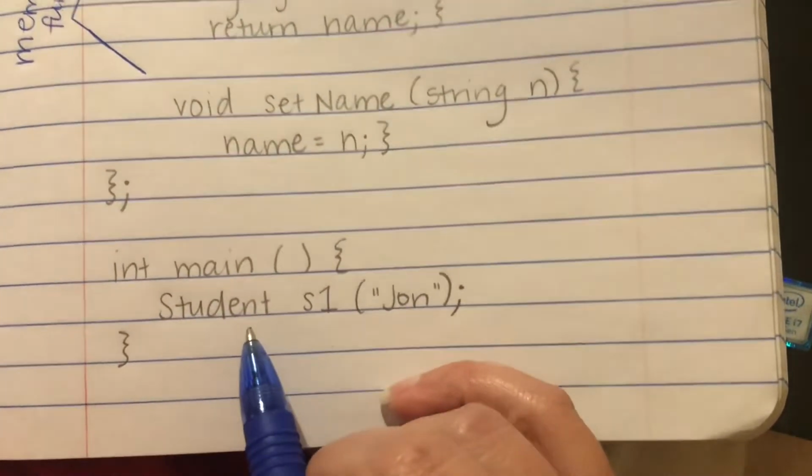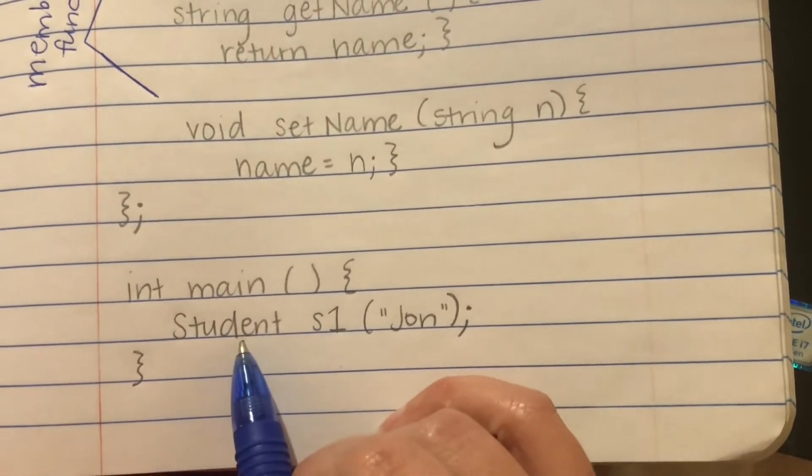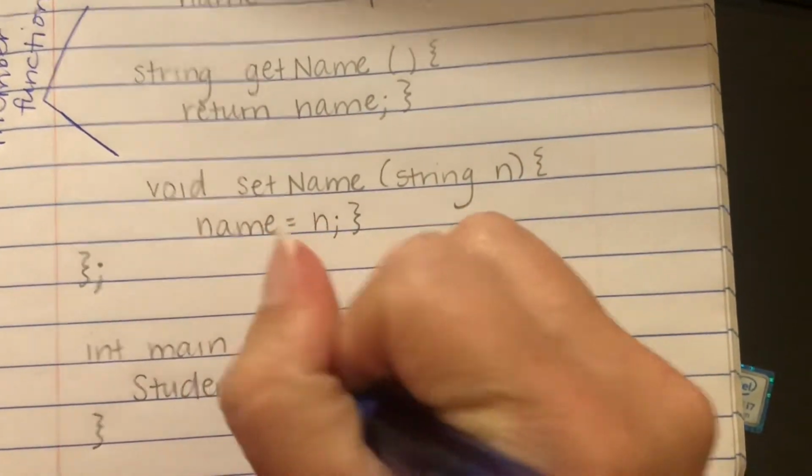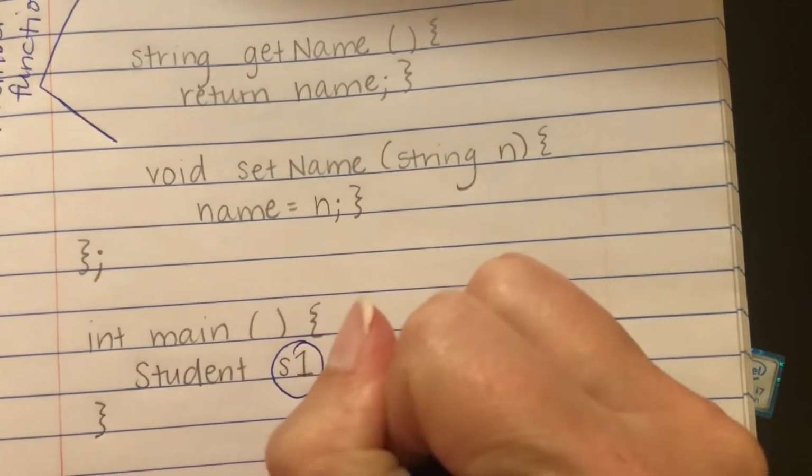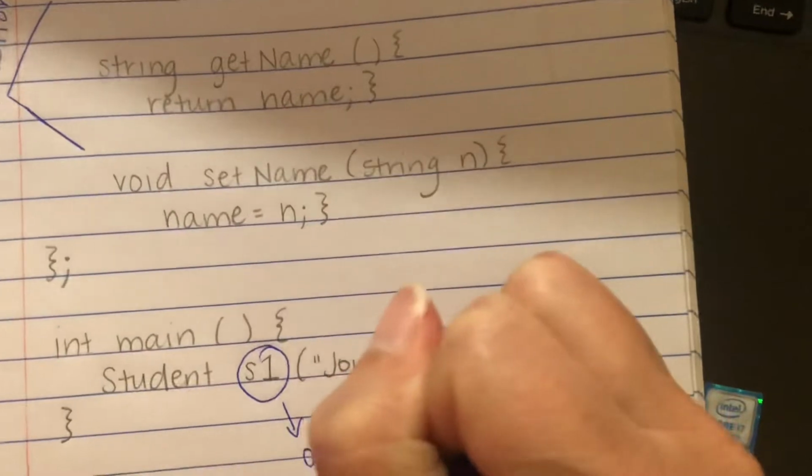So down here, when I actually create something of type student, that is the object. The object is when I actually create something.